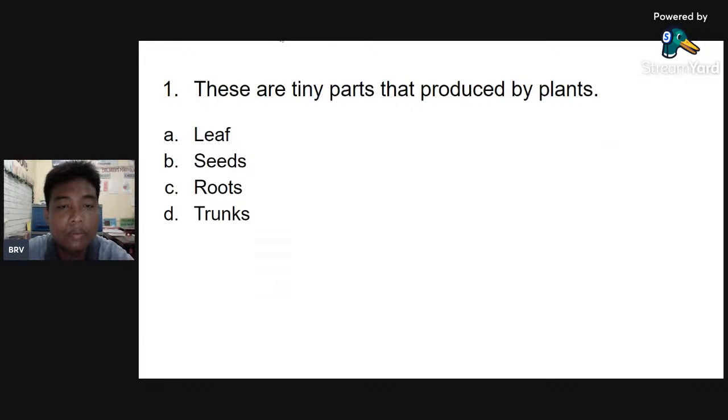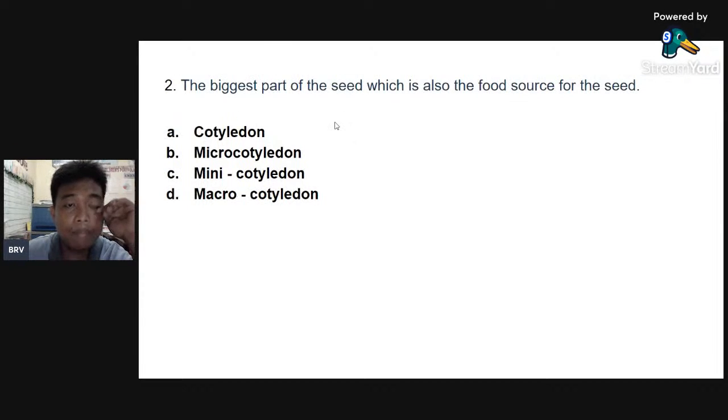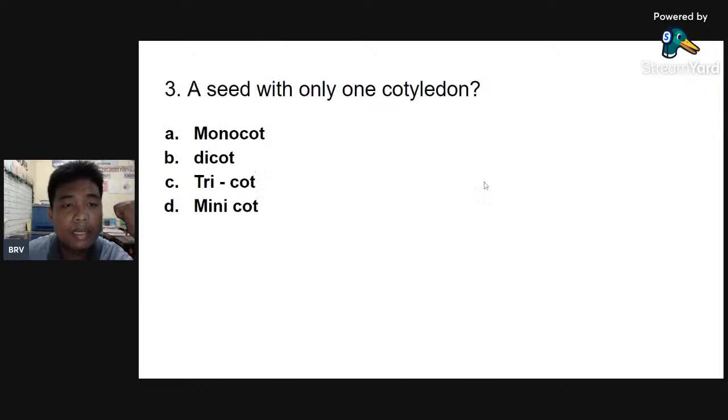Next. So here we go. These are tiny parts that are produced by plants. So the tiny parts produced by plants are the seeds. Okay, the biggest part of the seed, which is also the food source for the seed. It gives food to the seeds. So that is the cotyledon. Then next, a seed with only one cotyledon, we call that one a monocot.